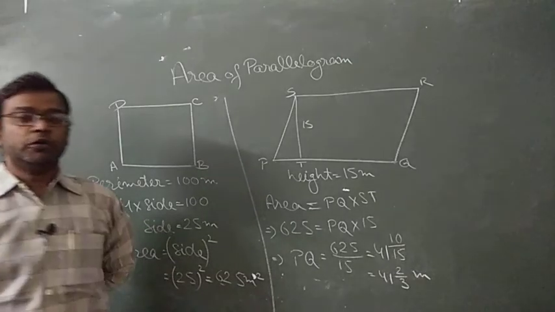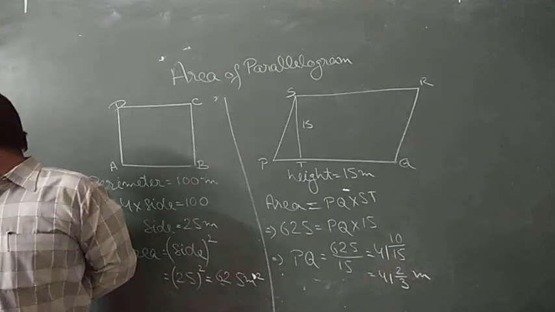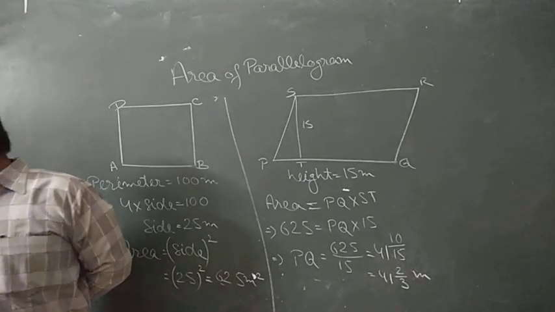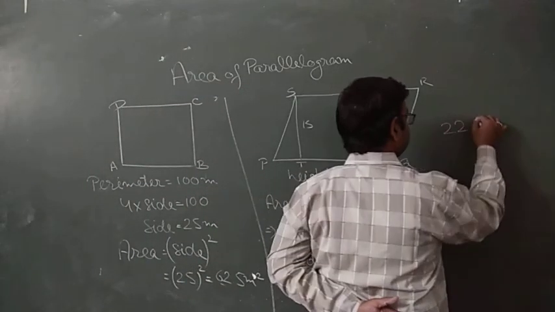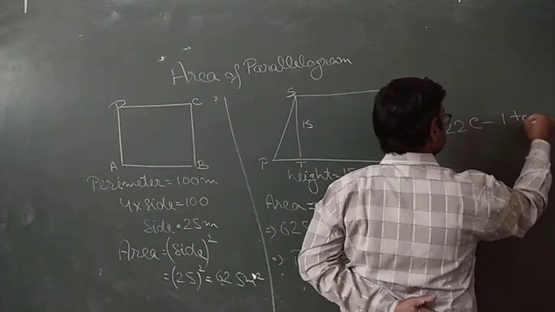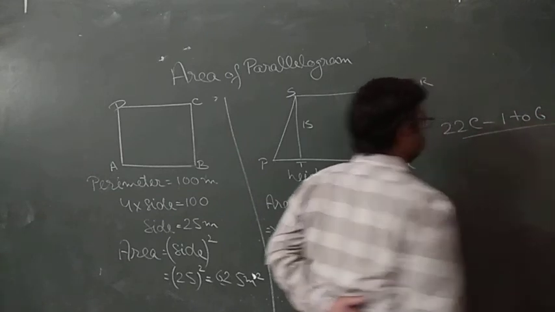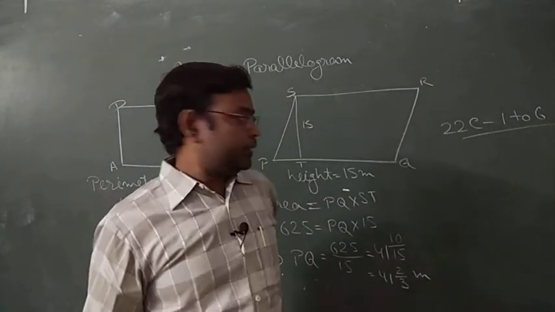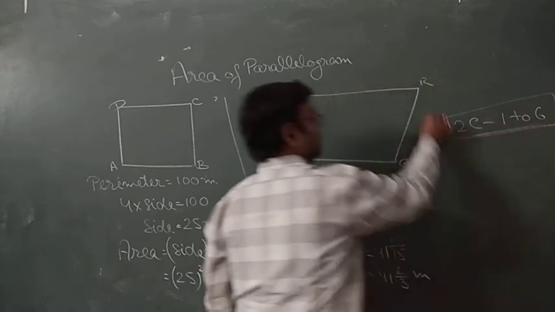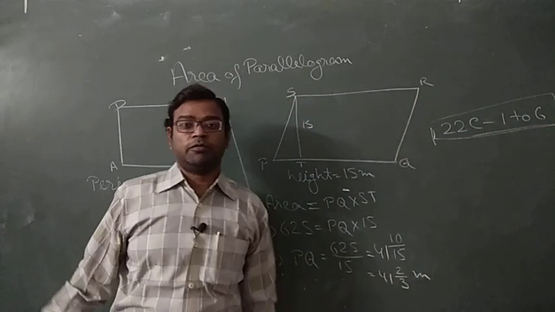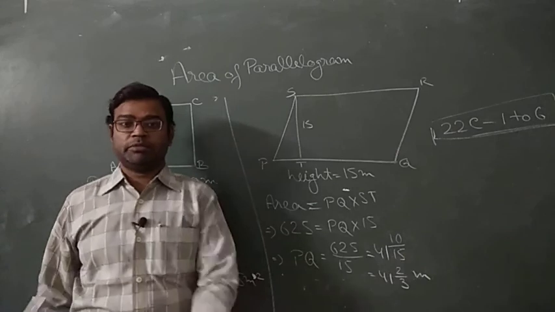So all of you try to solve up to question number 6. Solve exercise 22C, questions 1 to 6, in your fair copy. Clear? And in this exercise you have to solve only these questions. The rest are reduced for this time session.